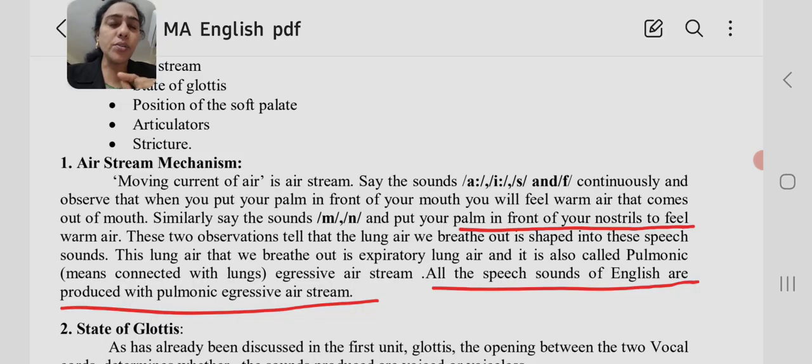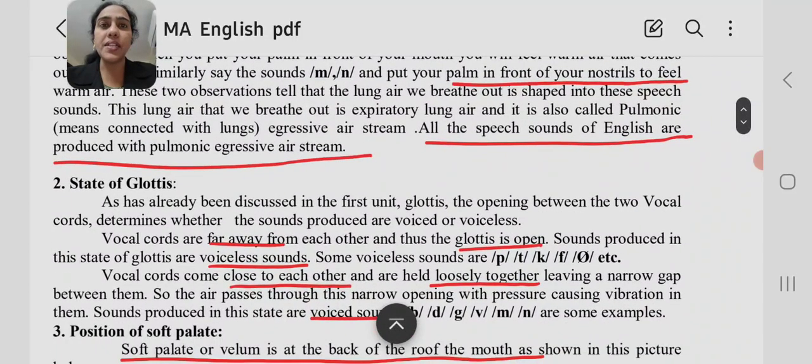So, to say in one word, all the speech sounds of English are produced with pulmonic aggressive airstream. Pulmonic, which belongs to the lungs. Aggressive, airstream, the current flow of the air. So, airstream mechanism is the first definer of a consonant sound.